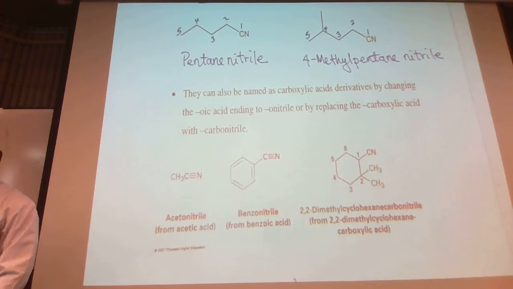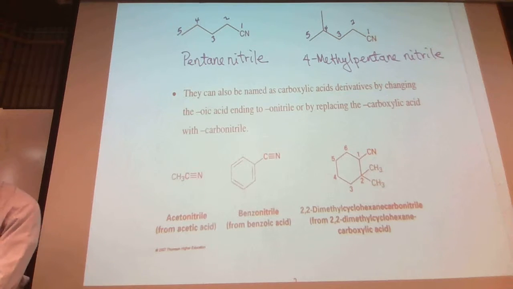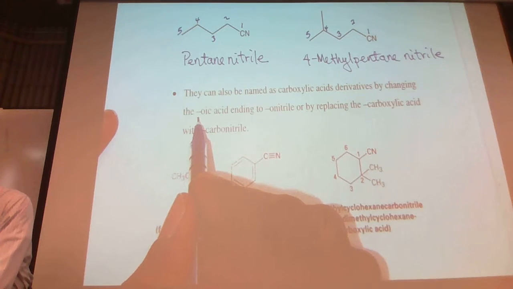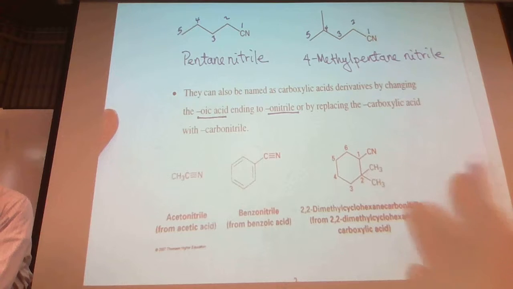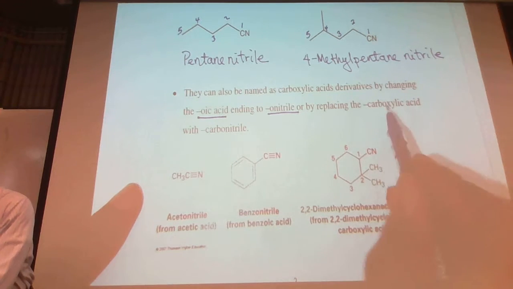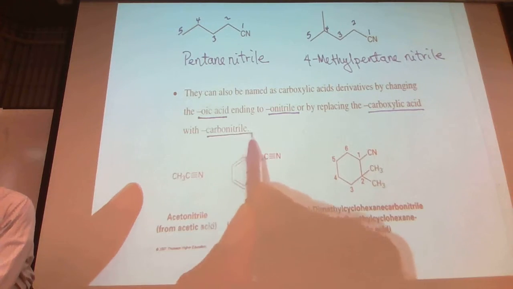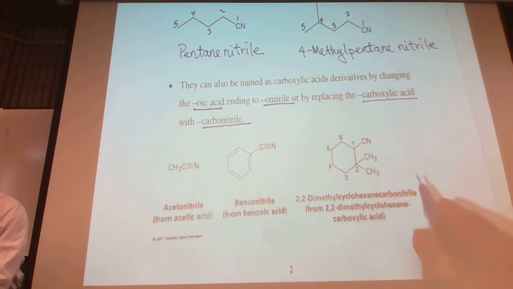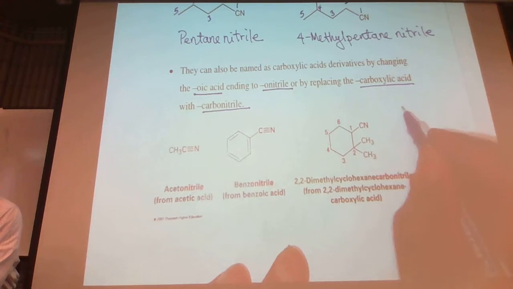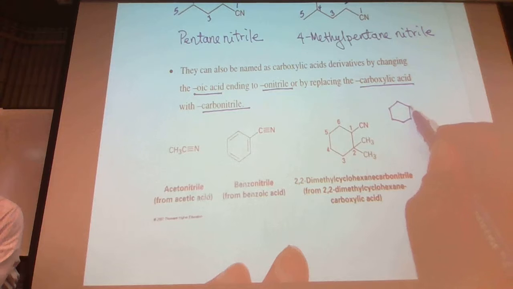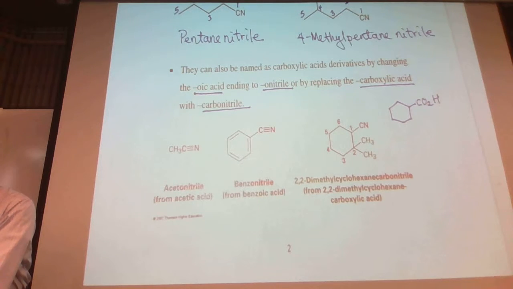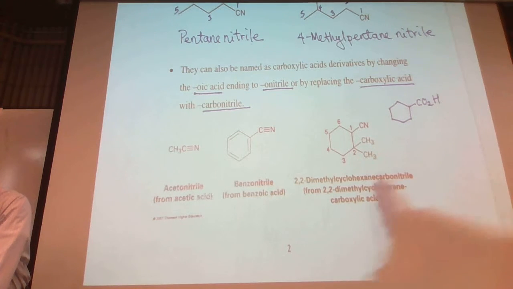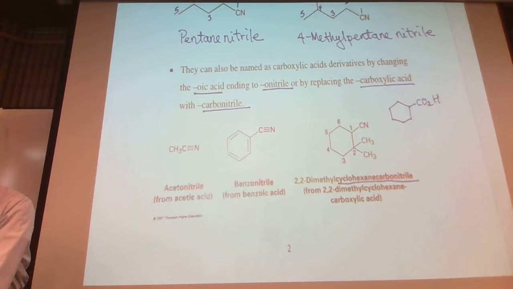If the functional group is coming off of a chain, you change the -oic acid ending to -onitrile, or if it's a carboxylic acid, you say carbonitrile. So what does that mean? If you have cyclohexane, like in this case, you would have named the corresponding carboxylic acid as cyclohexane carboxylic acid, correct? So the nitrile will now be cyclohexane carbonitrile. Make sense?